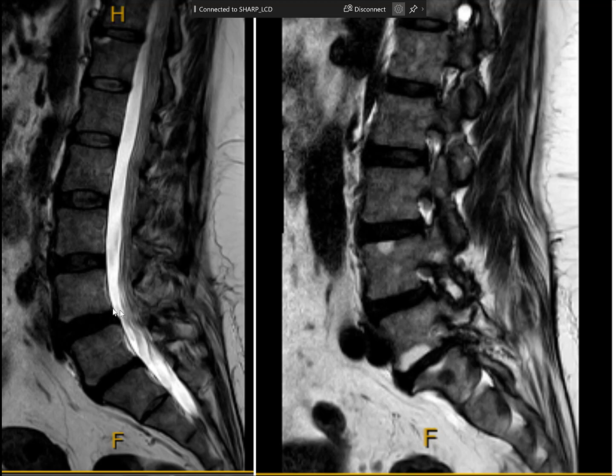Dynamic component, right? And why is this bright here? What is this brightness, and why is it bright? The inferior articulating process of L4. What joint is this? The L4-5 facet. Right. Why is it bright in the middle? Could be cystic. No, it's not cystic.